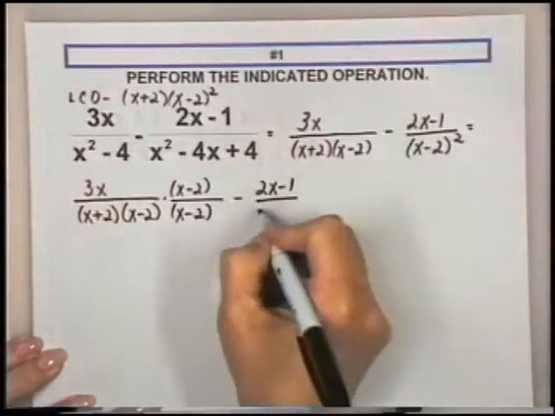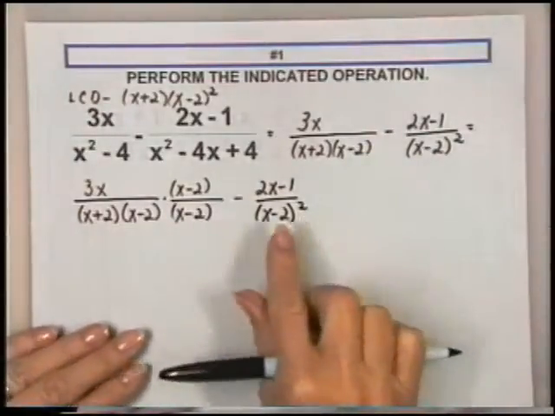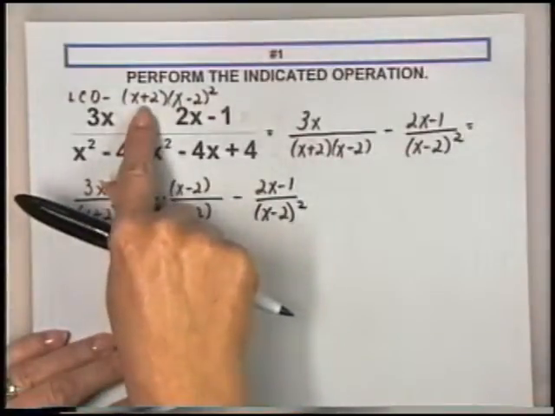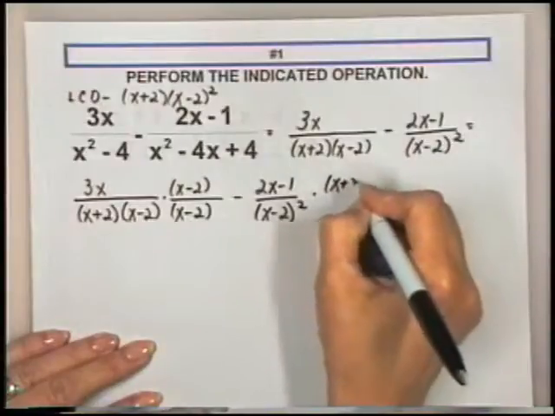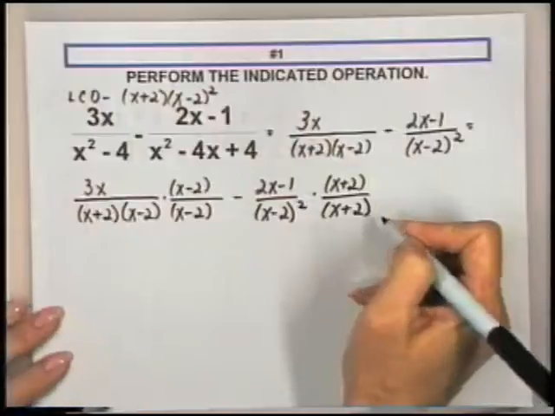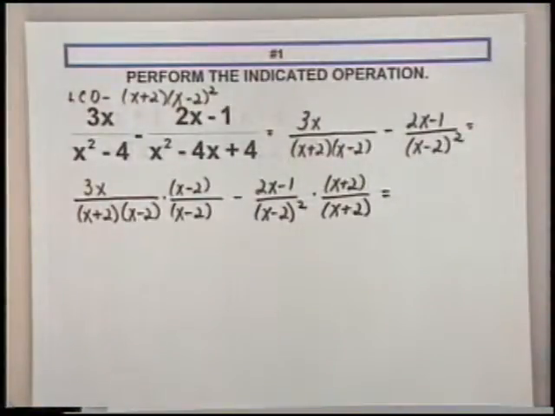On my second fraction, I will write the numerator. In the denominator, I have the x minus 2 squared. I have two factors of x minus 2. The factor I need is the x plus 2. So I will multiply by x plus 2 over x plus 2.